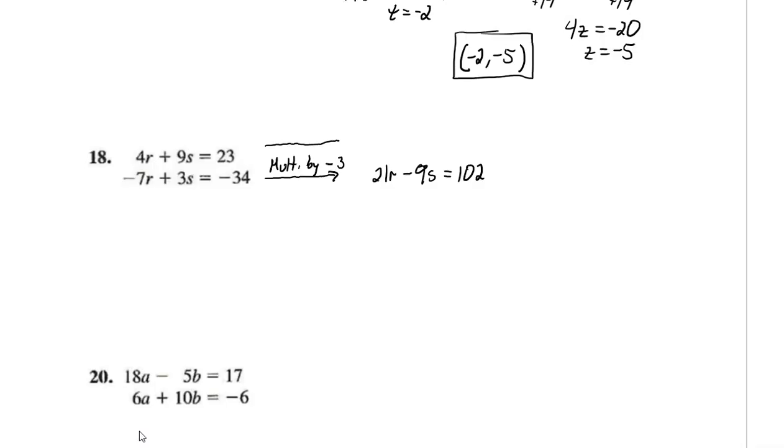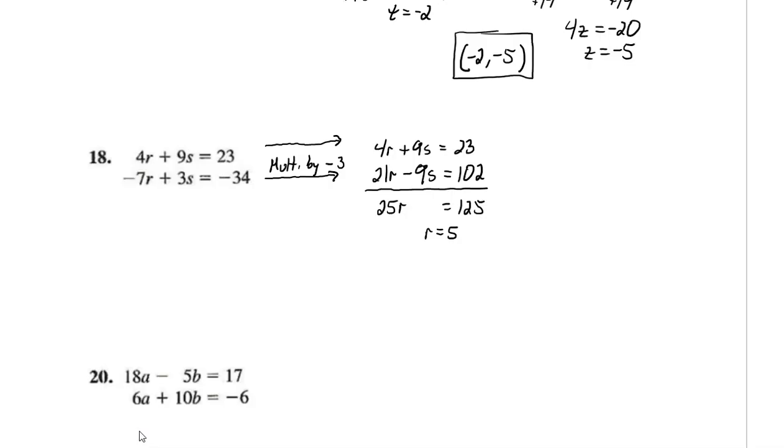And the first equation should not be changed. So 4r plus 9s is equal to 23. Observe that the s terms are opposites. So adding together, 25r is equal to 125. Therefore, r equals 5. Now substitute that value into either of the original equations.